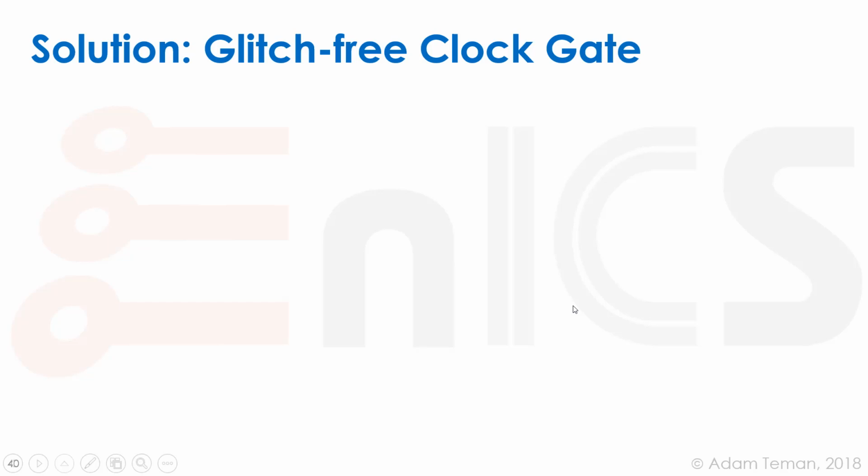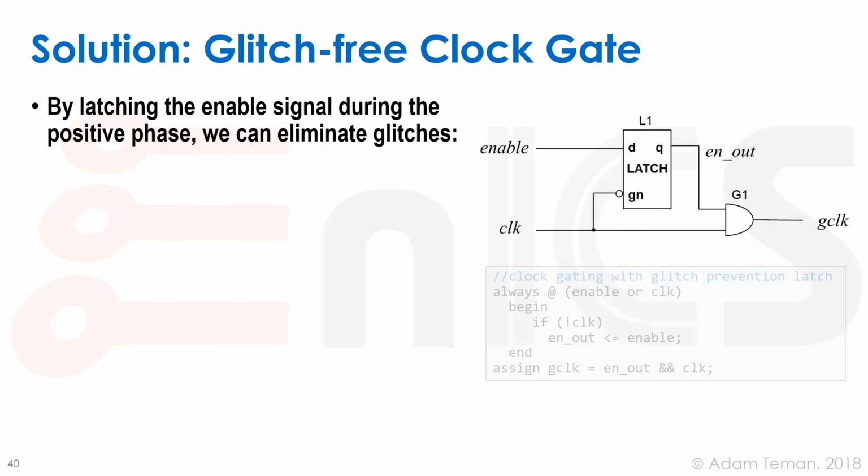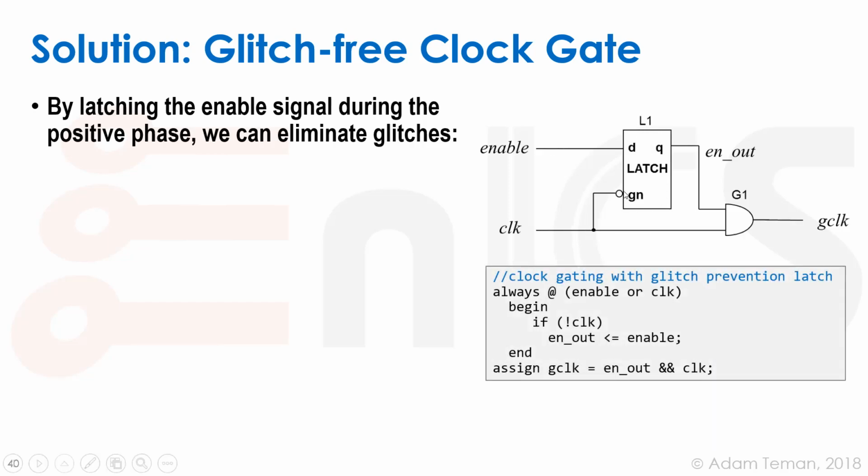So what do we do? Luckily, long time ago, our forefathers found something called a glitch-free clock gate, and it's basically taking a latch, a negative edge latch, a negative level latch, and connecting it to the clock signal, and the enable goes through that before connecting to the same AND gate we had before. We can also describe it here in RTL.